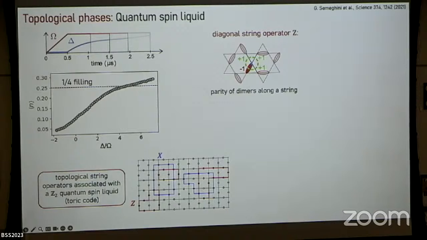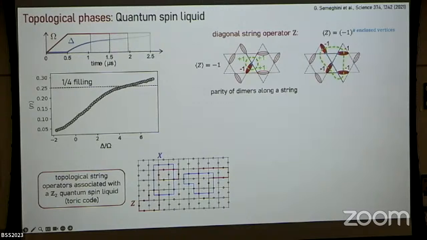So if you take the smallest closed loop of this Z string operator, the expectation value for a perfect dimer phase should always be -1, right? Because I said before, a dimer covering is the one where each vertex belongs to one and only one dimer. And so every time you do this, you should find exactly one dimer, so -1 expectation value. Okay. Now you can extend this to larger loops like this.